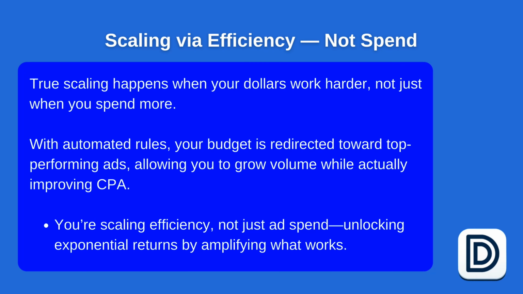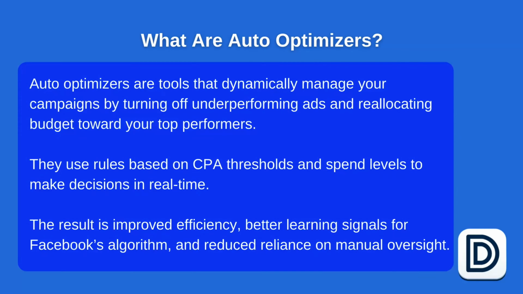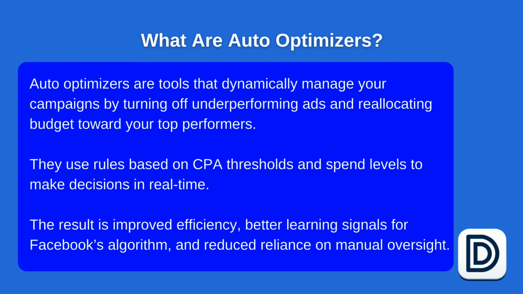True scaling happens when your dollars work harder, not just when you spend more. With automated rules, your budget is redirected towards top performing ads, allowing you to grow volume while actually improving your CPA. You're scaling efficiency, not just ad spend, unlocking exponential returns by amplifying what works. And this brings us to auto optimizers, okay? So what are auto optimizers? Auto optimizers are tools that dynamically manage your campaigns by turning off underperforming ads and reallocating budget towards your top performers.